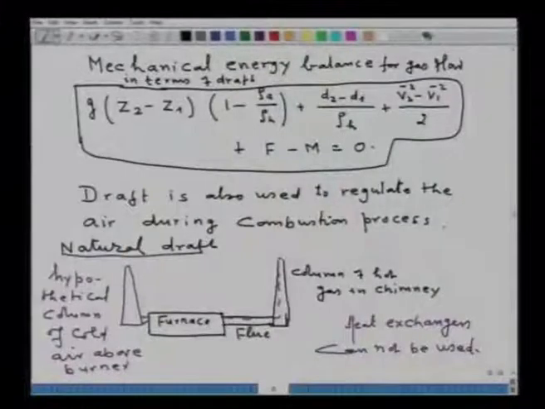So, in the last lecture, we derived the mechanical energy balance for gas flow, which is g(Z2 minus Z1), minus (rho A upon rho H) plus (D2 minus D1) upon rho H plus (V2 bar square minus V1 bar square) by 2 plus M minus F, that is equal to 0. Now, we will use this equation to illustrate some problems.